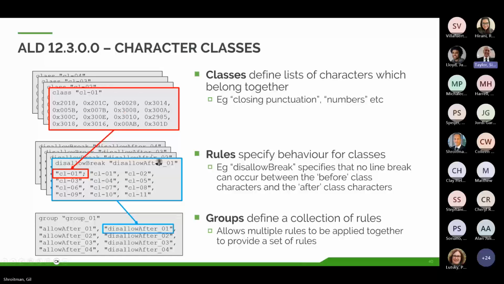Once you've got your classes defined, you can then specify rules. In this example, we've got the disallow break keyword, which means if I see a character from class 01 followed by a character from any of these classes here, then you cannot break a line between those things. And there's an allow break feature as well as other things. Once you've defined your rules, you can then group those rules together into a group. So you can apply a whole set of rules in a single hit by calling the group. And there are instructions in APP's formatting object model to call the group specifically.